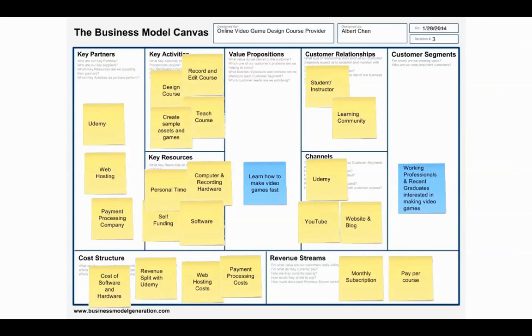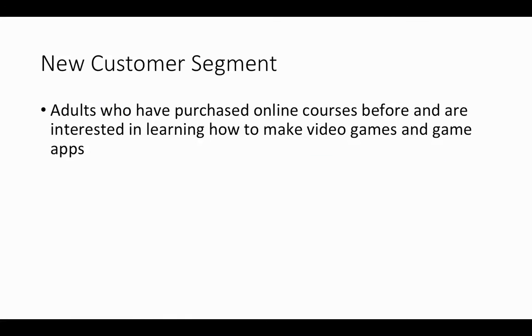I decided to drop the Cogswell undergraduate students, just because of the things that I learned from the face-to-face interviews. So the new customer segment that I have now is really the adults who have purchased online courses before and are interested in learning how to make video games and game apps. And so you could call them early adopters, but they're used to purchasing.